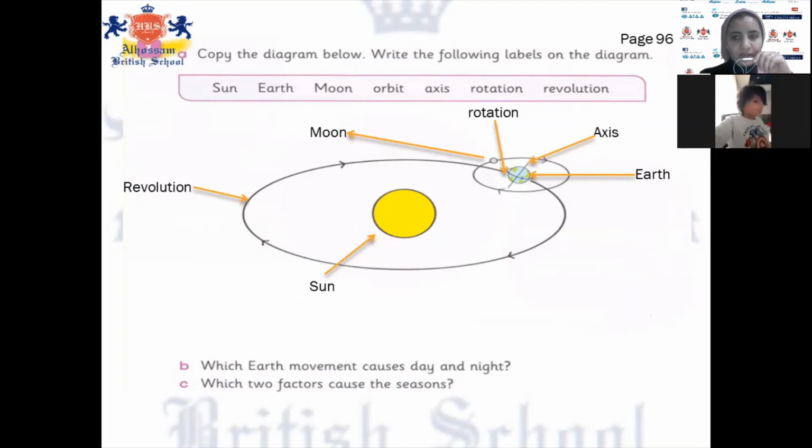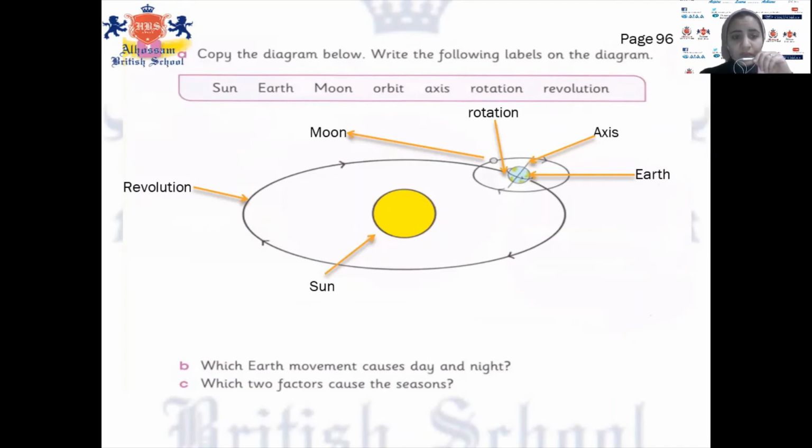Complete, Adham. Which Earth movement causes day and night? The rotation of the Earth. Okay. Which two factors cause the seasons? The position of the Earth, the revolution of the Earth around the sun.